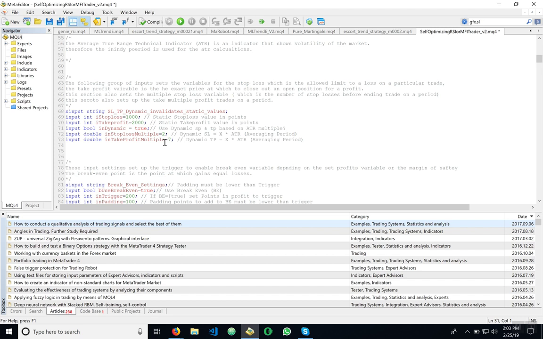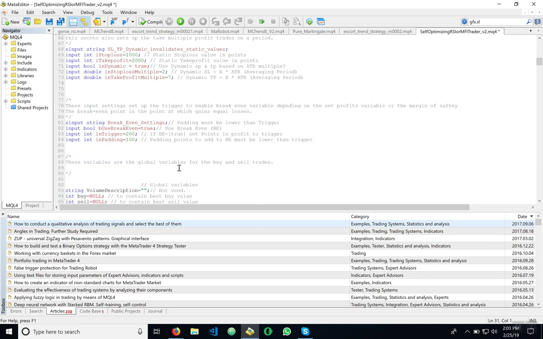What these inputs do is set the stop loss and take profit variables, which are the most important ones here. It sets the stop loss first, which is the allowed limit to a loss on a particular trade, and the take profit variable, which is the exact price at which to close out an open position for a profit. It also sets the multiple stop loss variable, which is the number of stop losses before ending trade on a particular period. Okay, now let's move on to our next set of inputs here.